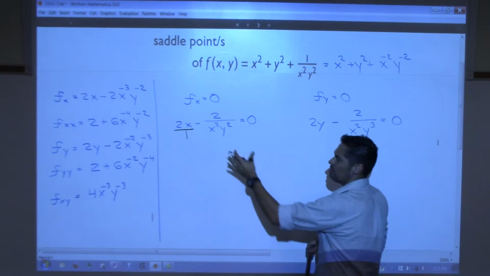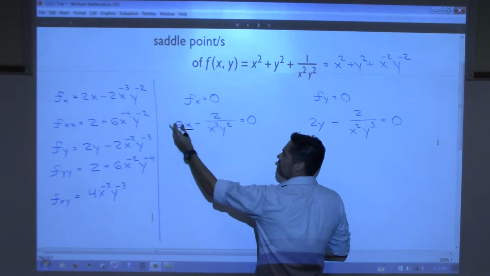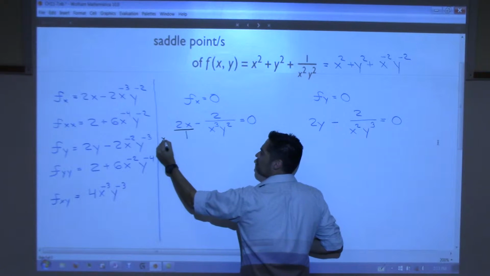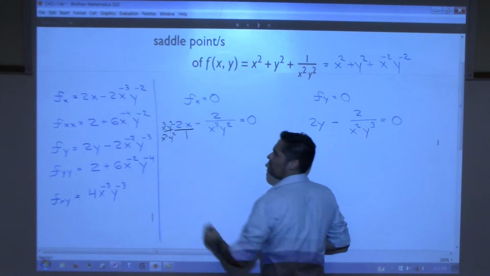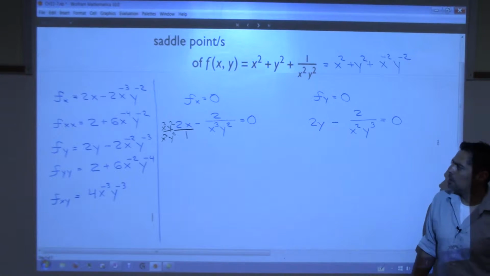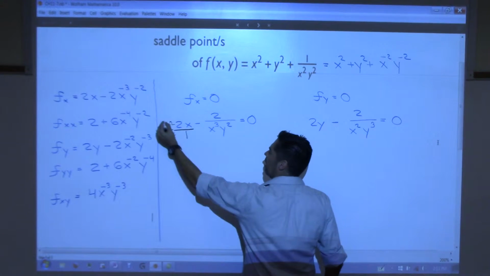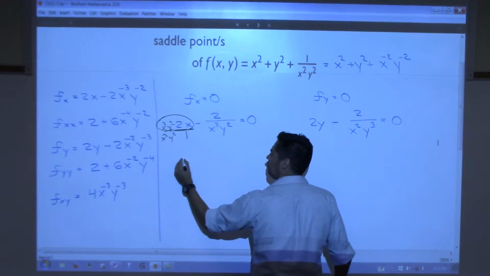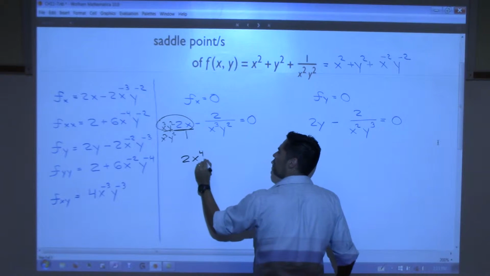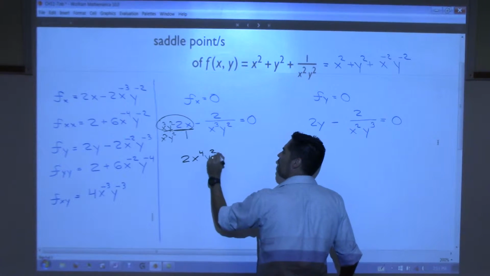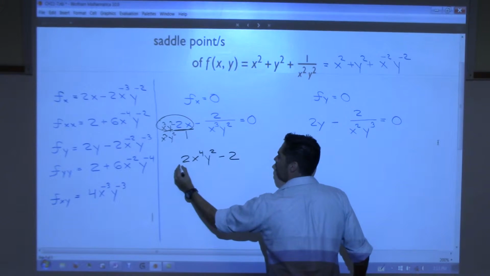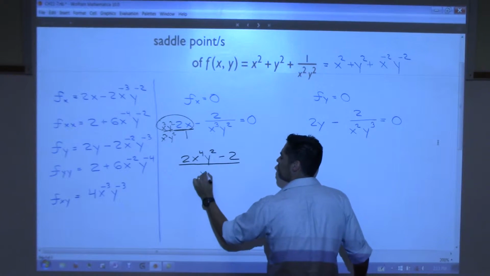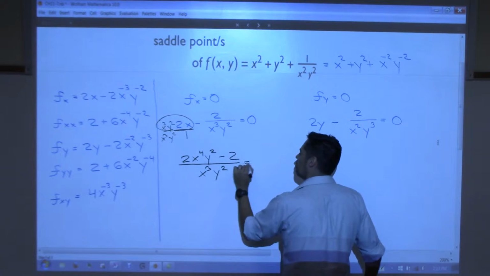So I'm going to look at these two fractions. I'm going to get a common denominator, so I'm going to multiply this bottom by x cubed y squared. I can do that. And on the top, what would I get here? 2x to the 4th y squared. Then I'll have minus 2, the other numerator, all over the common denominator, which is now x cubed y squared, equals 0, right?